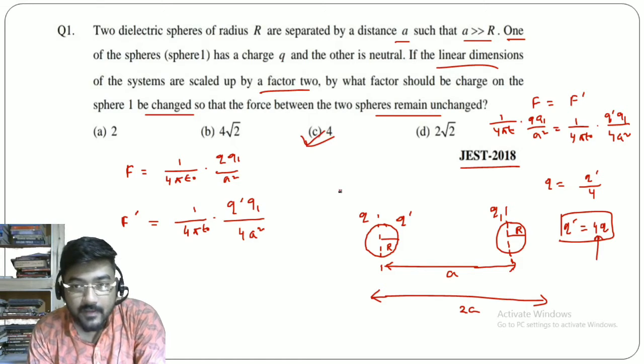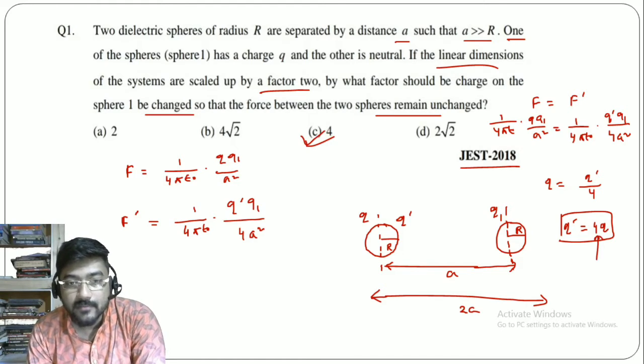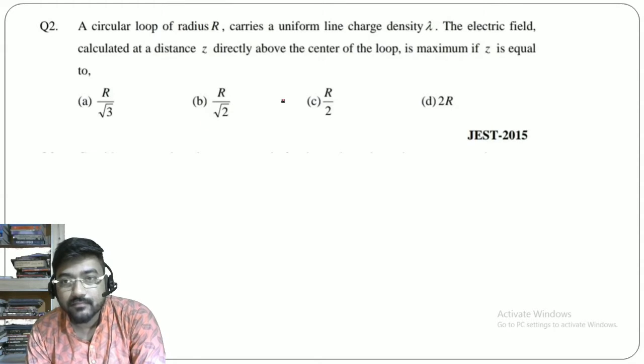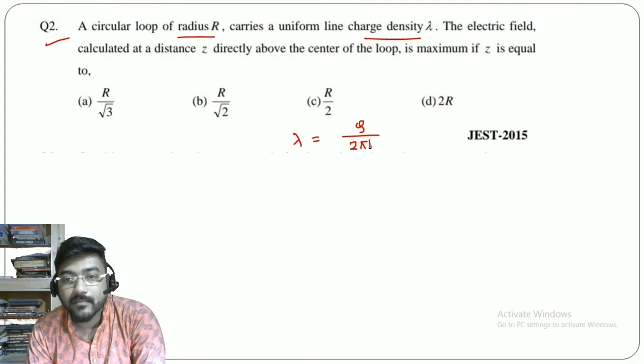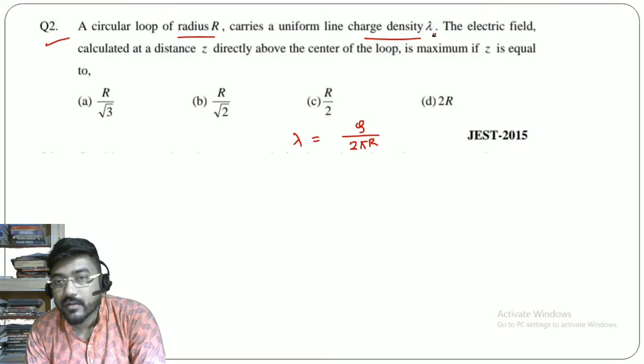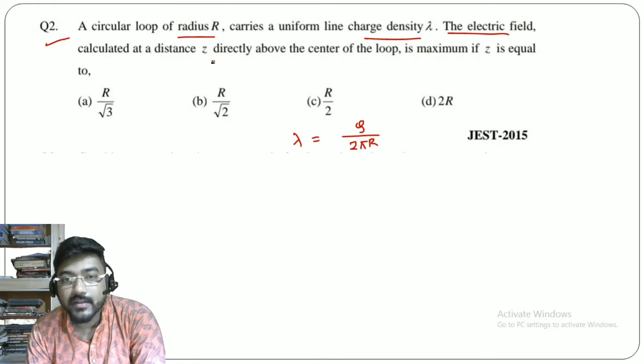Okay, now let me move to the next question. This is question number 2 I have taken here. A circular loop of radius r carries a uniform line charge density lambda. That means lambda is nothing but, if total charge is q, then q upon 2 pi r. Now what is said: the electric field calculated at a distance z directly above the center of the loop.